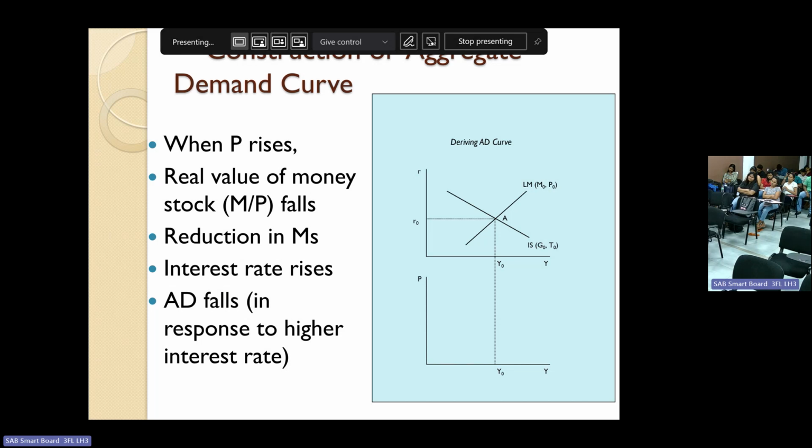Now this is the situation. Initially, we can take point A, which is the equilibrium point.